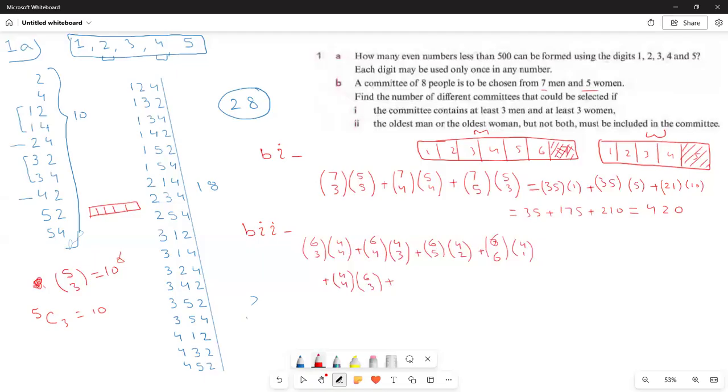plus. Now let me reduce the number of women from four to three. So one is the oldest woman and three other women. So this is 4 combination 3. So I'm choosing three women from here and the oldest woman. So this is four women I have selected, and now I have to select four men. And four men out of six would be 6 combination 4.